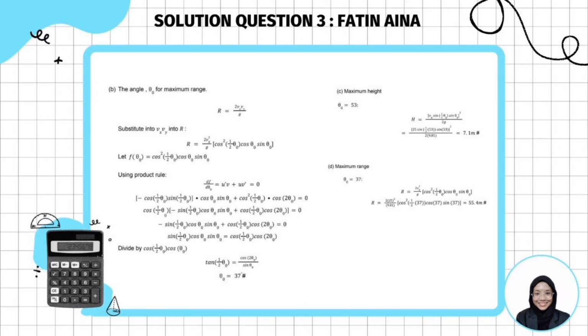Let f of theta naught equal cos squared of half theta naught, cos theta, sin theta. Using the product rule again, we differentiate, setting df over d theta equal to 0. Then we get theta naught equal to 37 degrees.